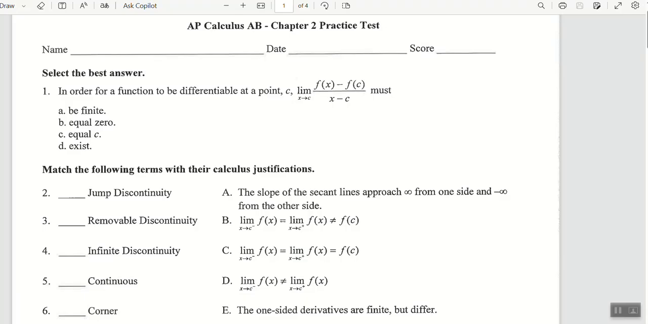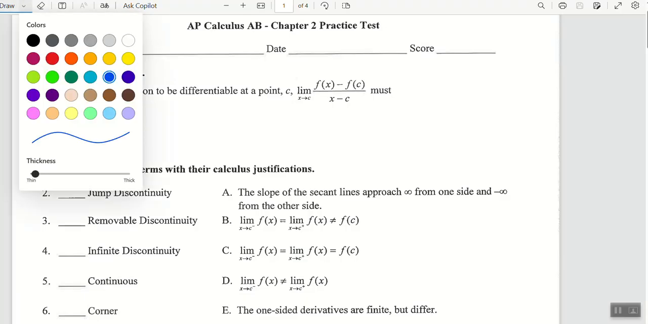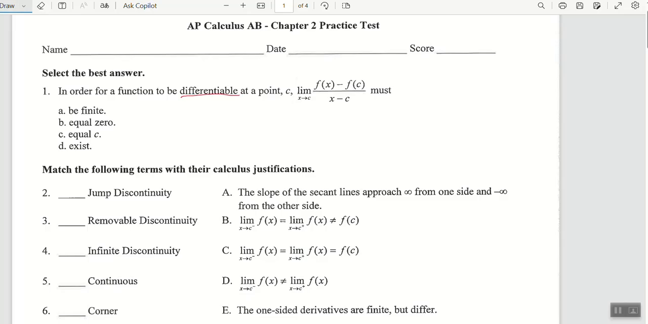Abigail, I couldn't tell if you were nodding yes or no. But does the limit have to exist? It has to. This is it. It's D, 100%. What is differentiable? Differentiable means to take the derivative. This is the actual word that we use to say to differentiate or to take the derivative. Cool. It's D. It has to be.